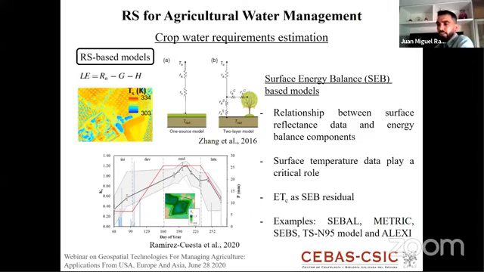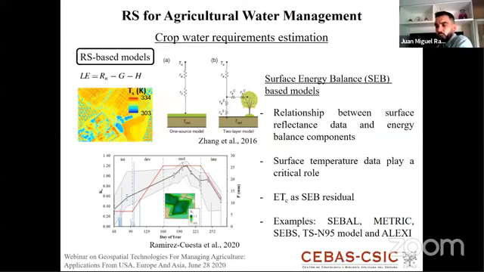On the other hand, energy balance models take advantage of the relationship between surface gradients and the energy balance components to derive crop evapotranspiration, and here surface temperature data play an essential role. Most of these models calculate latent heat flux, and therefore crop evapotranspiration, as the residual component of the surface energy balance equation, by subtracting the soil and sensible heat fluxes from the net radiation at the surface.